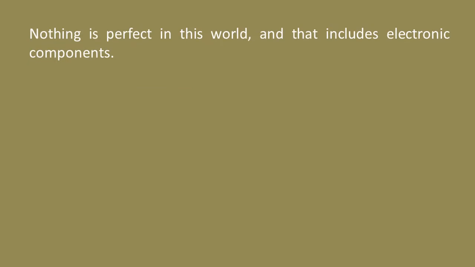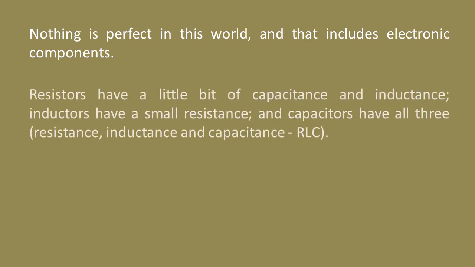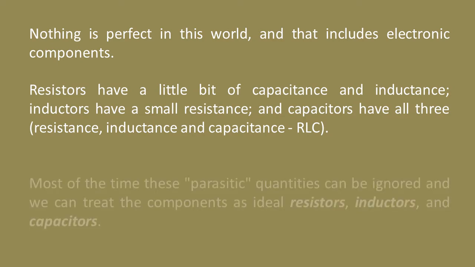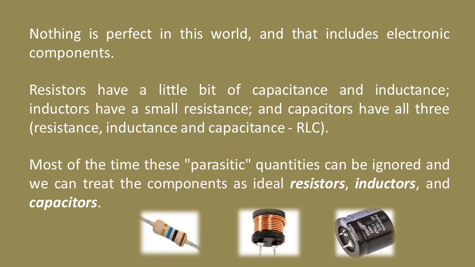Nothing is perfect in this world, and that includes electronic components. Resistors have a little bit of capacitance and inductance. Inductors have a small resistance, and capacitors have all the three, that is resistance, inductance and capacitance, in short RLC. Most of the time these parasitic quantities can be ignored and we can treat the components as ideal resistors, ideal inductors and capacitors.